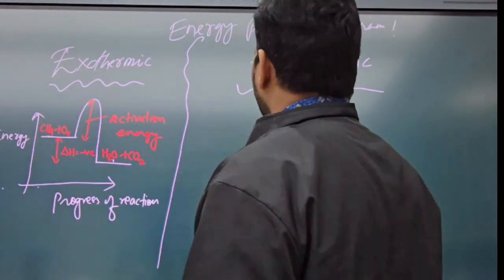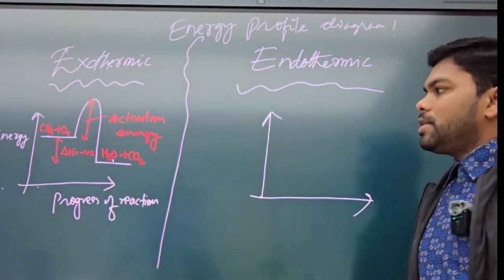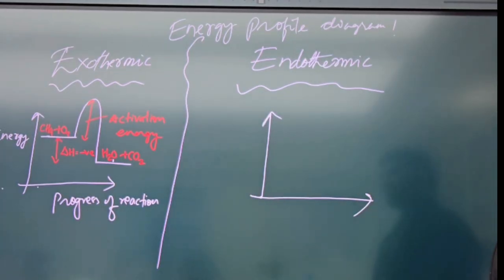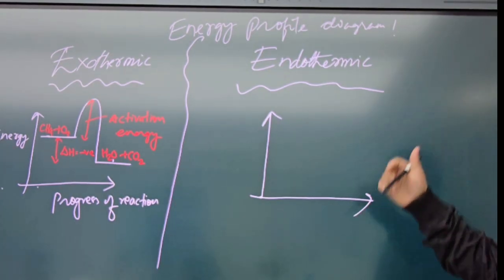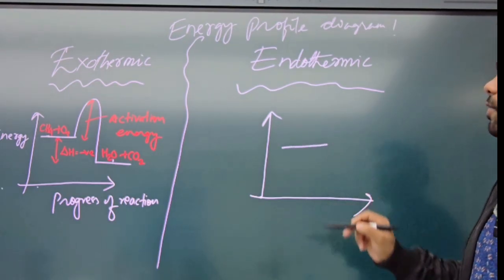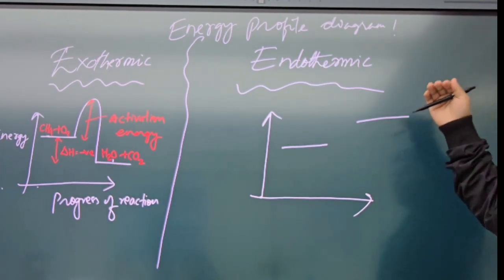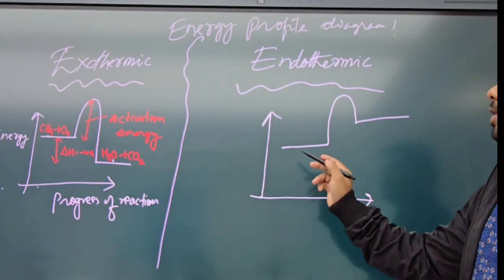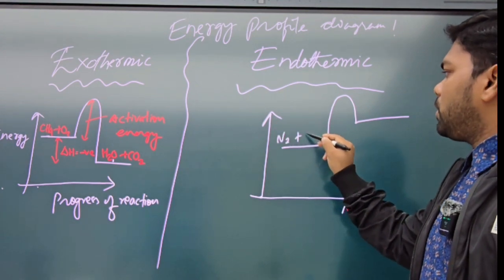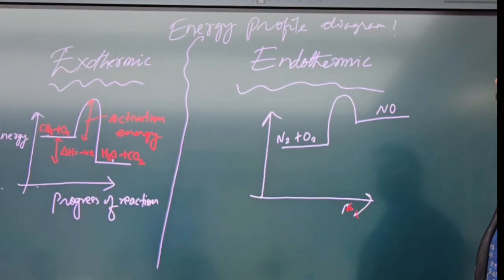However, the profile diagram for the endothermic reaction is just the absolute opposite of this diagram. Because in an endothermic reaction heat energy is absorbed, the product has higher energy. How can it be done? This is your reactant, for example, and this product has to be larger, so larger means above the reactant. Now drawing the line here, the peak. For example, nitrogen reacts with oxygen and you will get nitrogen oxide, let's say 2NO.